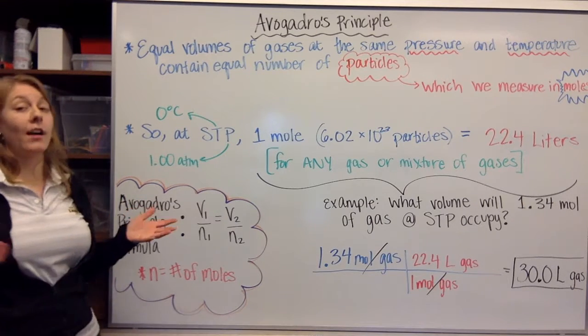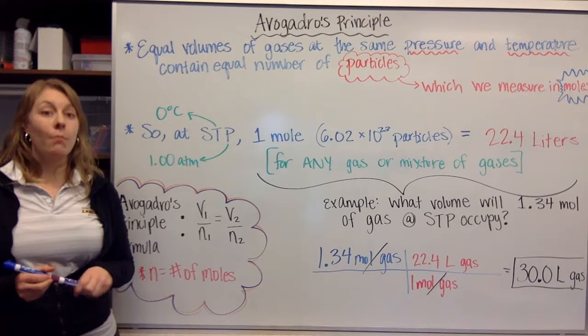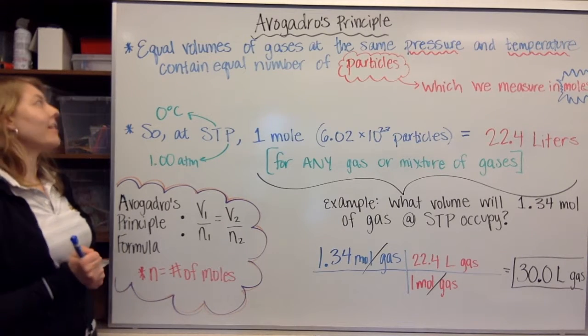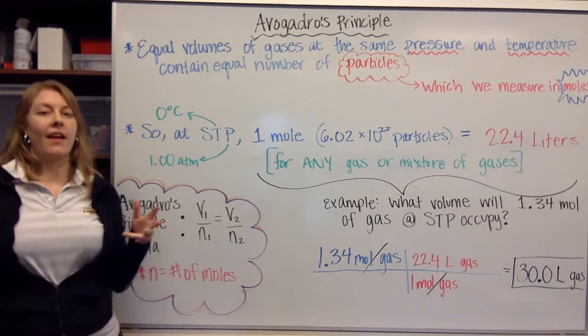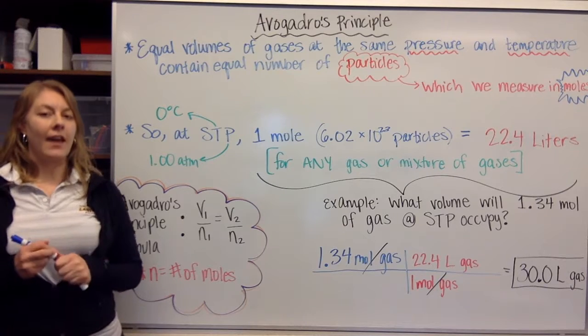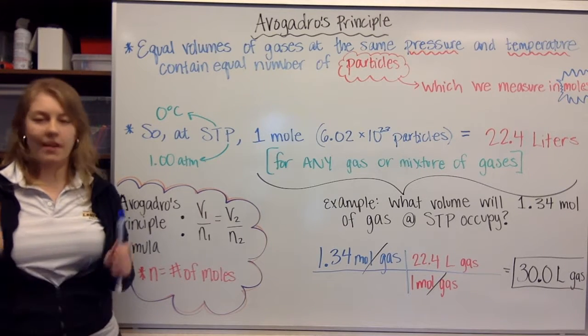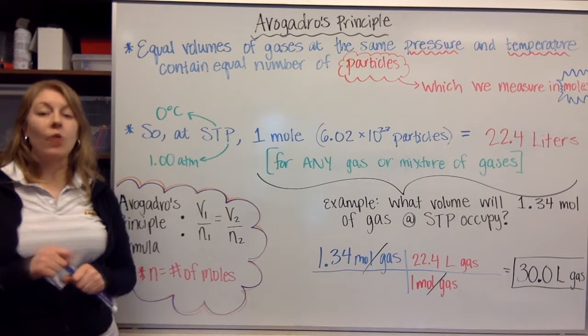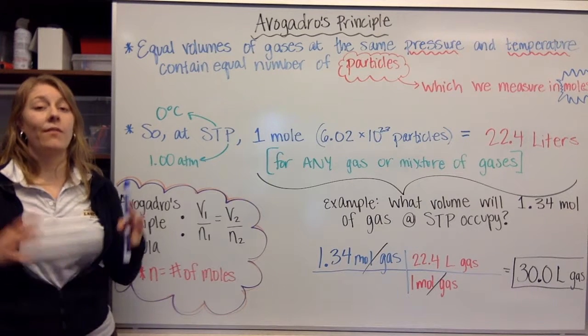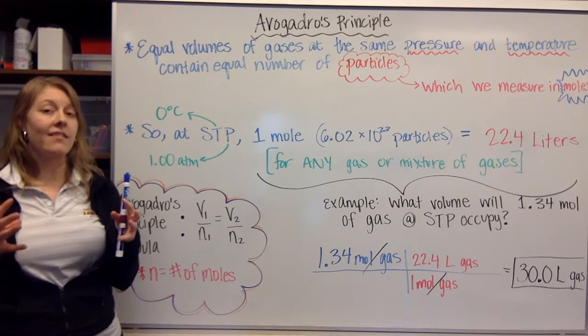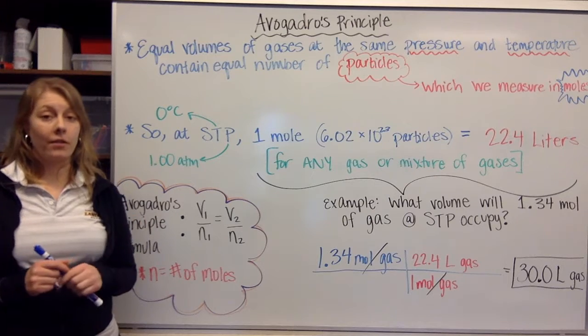So today we're going to be talking, hopefully you can guess, about moles with our gas laws. So what Avogadro's principle says is that equal volumes of gases at the same pressure and the same temperature contain equal number of particles, all right? So if you have the same volume of two different gases, they contain the same number of particles.